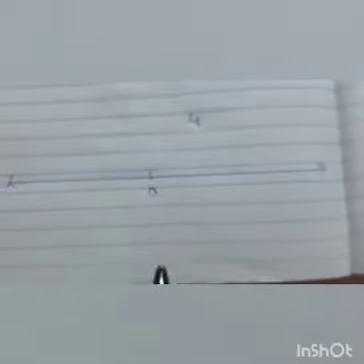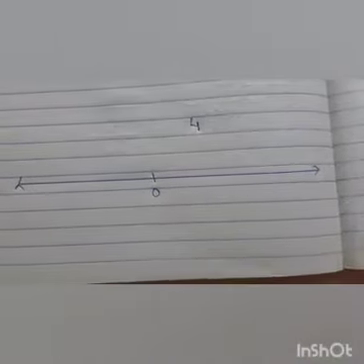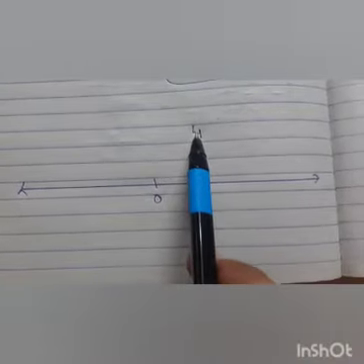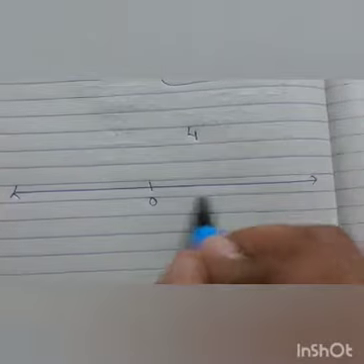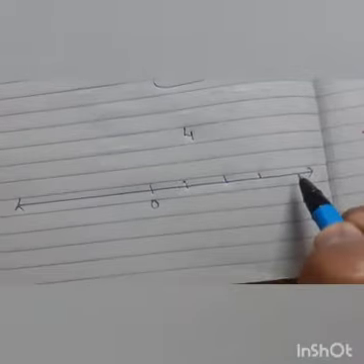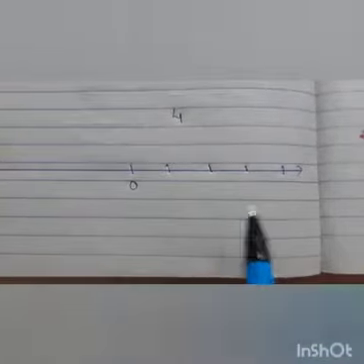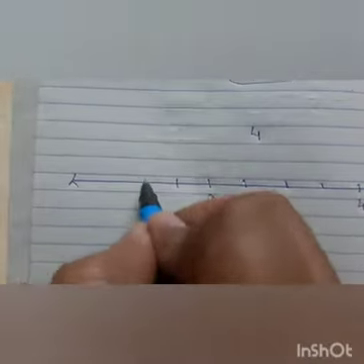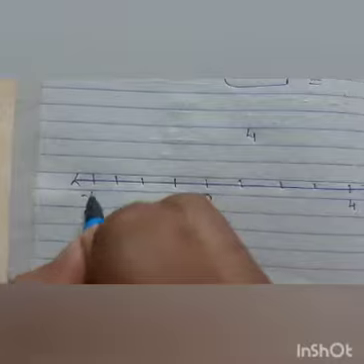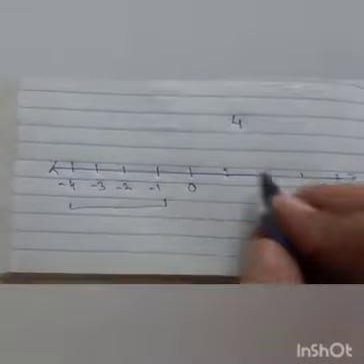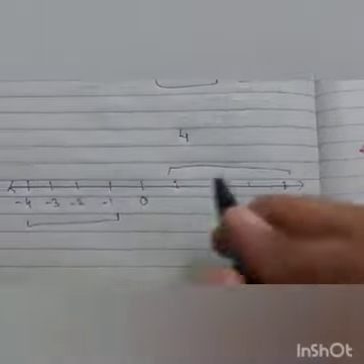Now if I say represent 4 on a number line, it is one of the easiest things. 4 means plus 4, so divide the number line into equal parts, 1, 2, 3 and 4. Now it is saying represent 4 on the number line, so this is 4. Similarly, if it says minus 4, 1, 2, 3 and minus 4. These are known as negative integers, and these are known as what? Positive integers.